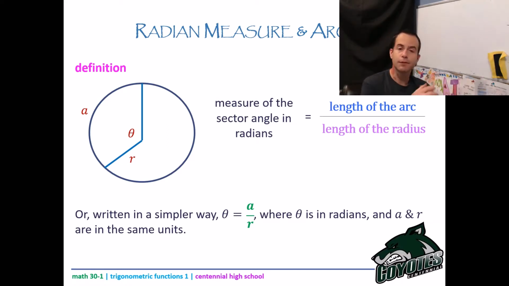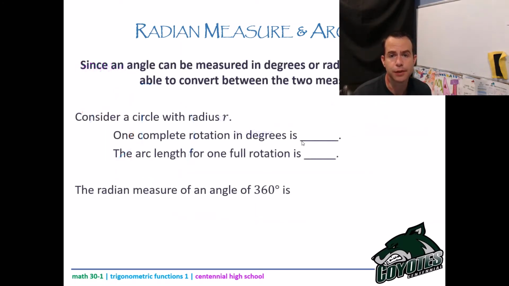We always have these conversion factors, right? Like, you know that 1 inch is 2.54 centimeters. So if you had 10 inches, you have 2.54 times 10 centimeters. You have this conversion in your head that allows you to go from one system into the other. So what we want to do now is build a conversion for radians to degrees. Since an angle can be measured in degrees or radians, we must be able to convert between the two measures. Consider a circle with radius r.